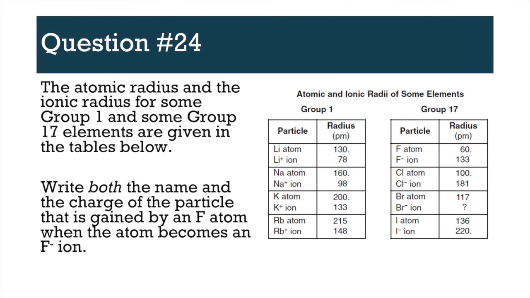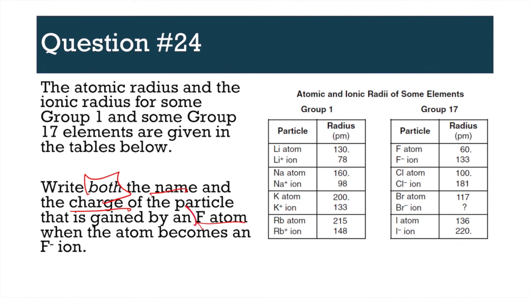Okay, question number 24 says the atomic radius and the ionic radius for some group 1 and some group 17 elements are given in the table below. Absolutely to the right, but doesn't matter. All right, both the name and the charge of the particle that is gained by an F atom when the atom becomes an F minus ion.